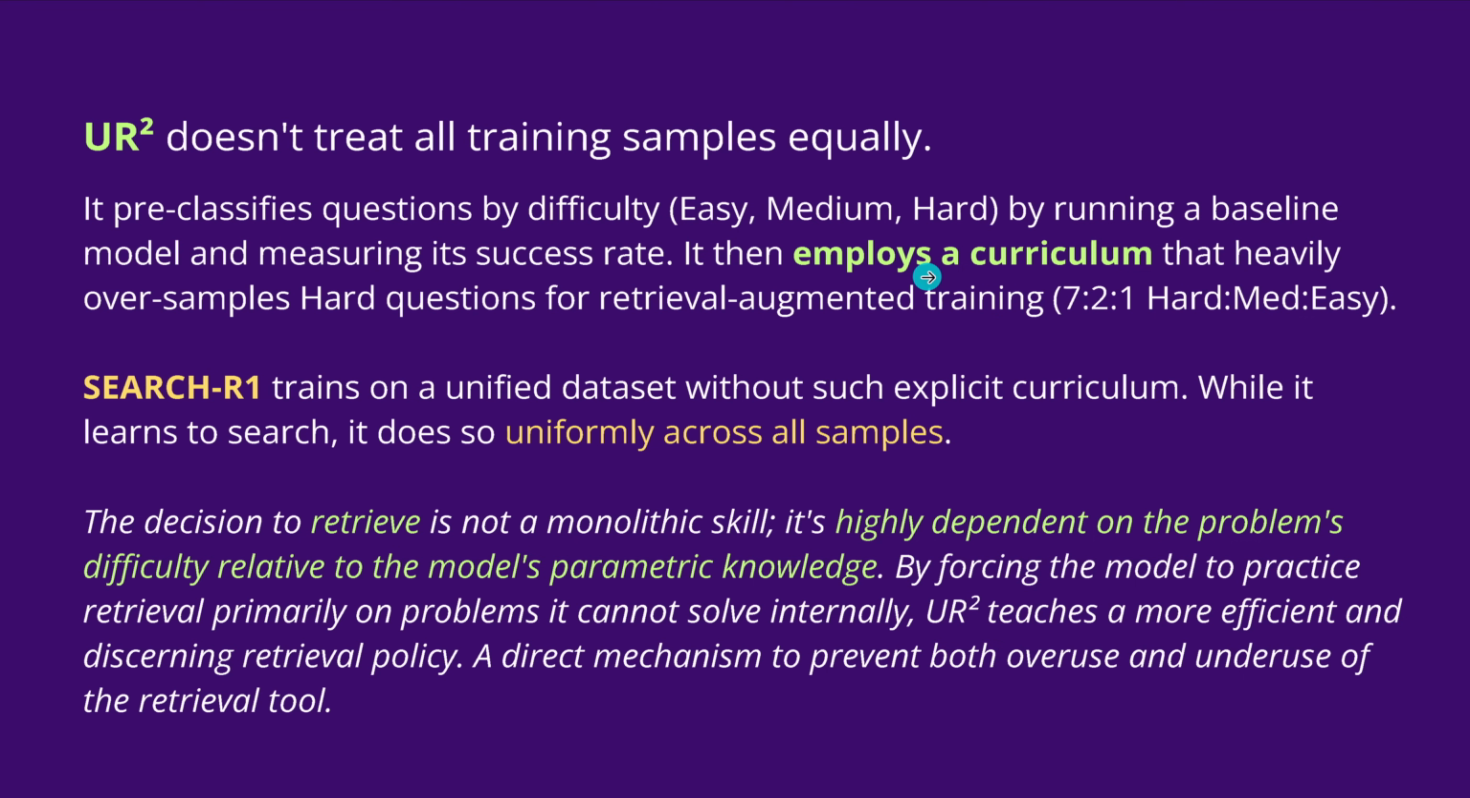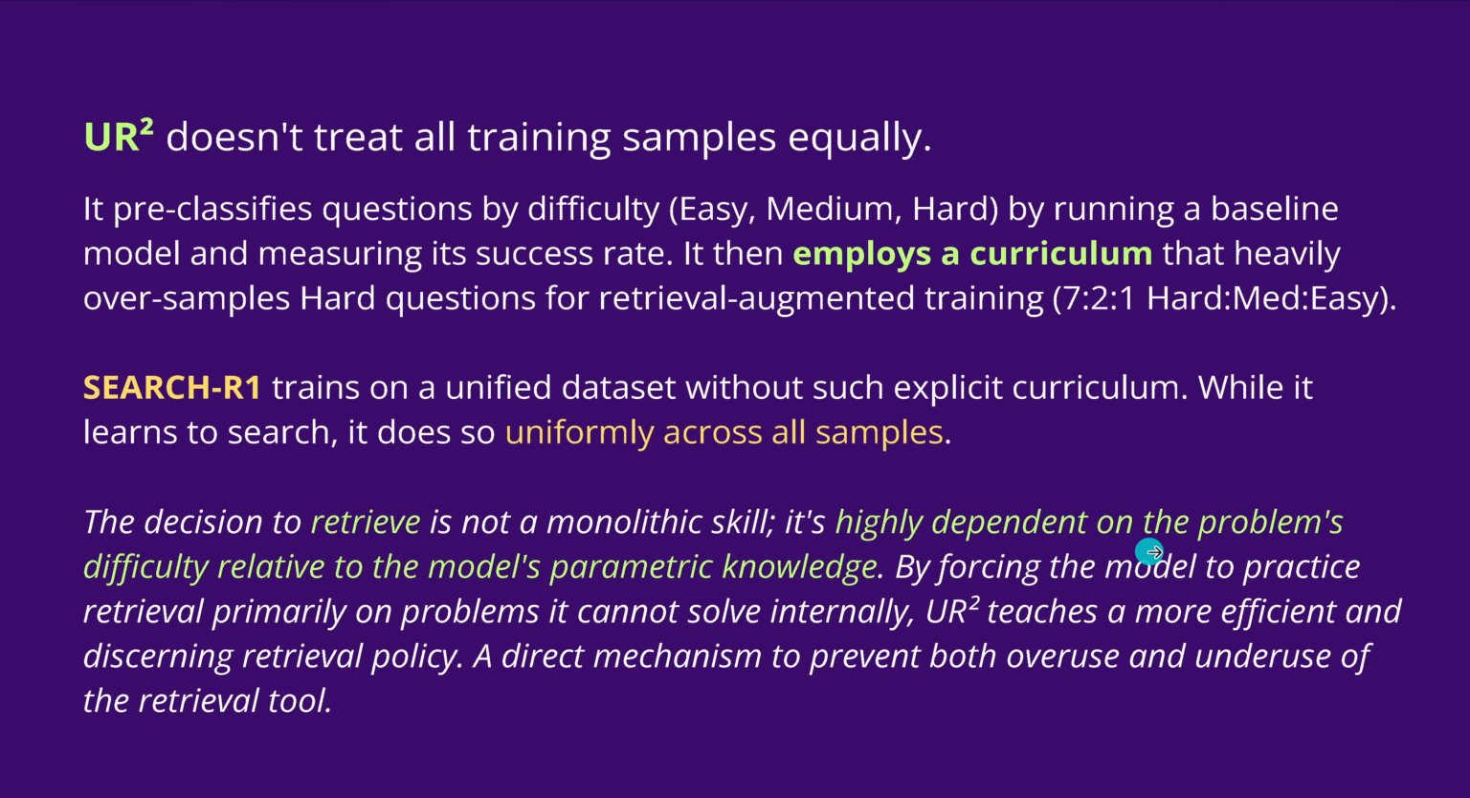So nice. Now, what does it bring us? The decision to retrieve is not a monolithic skill, no? It is highly dependent on the problem's difficulty, on what I call complexity, relative to the model's parametric knowledge. Think about a little 3B model, or think about a 671 billion trainable parameter model.